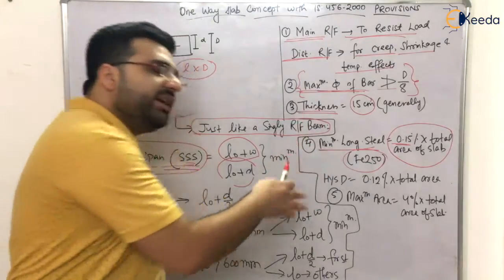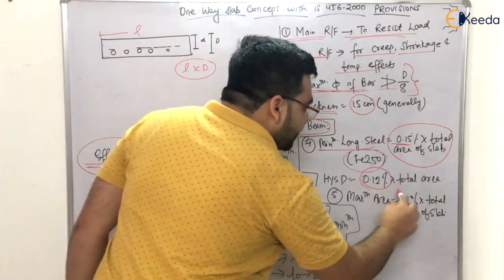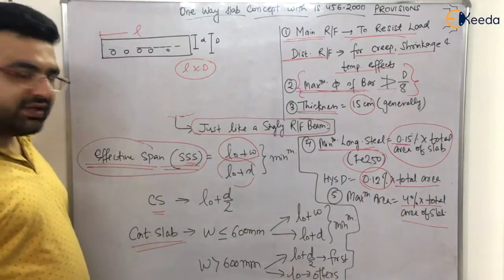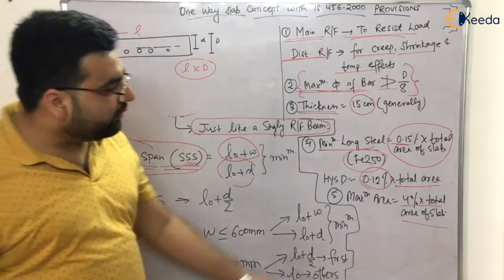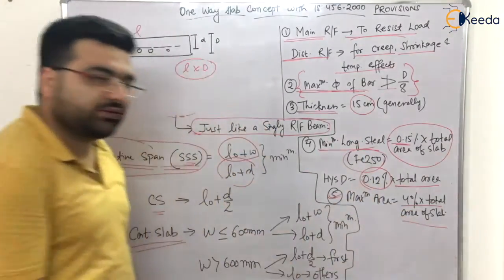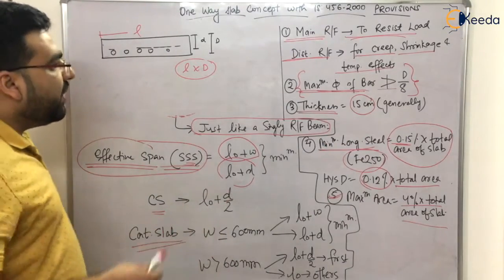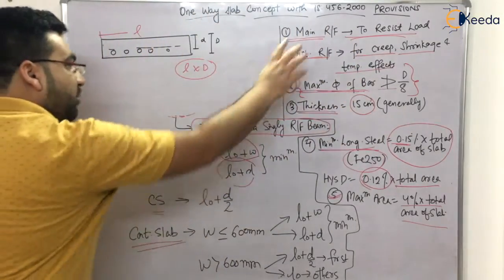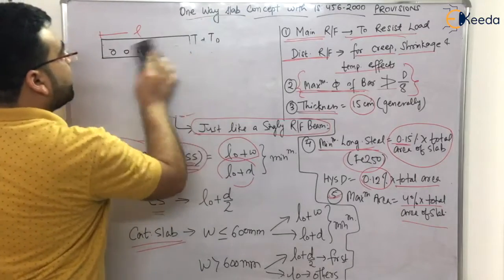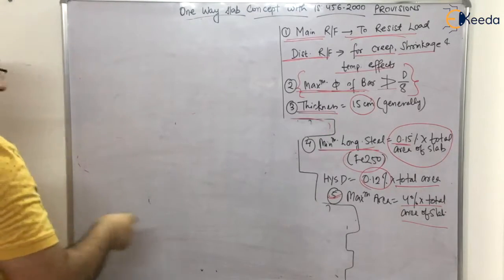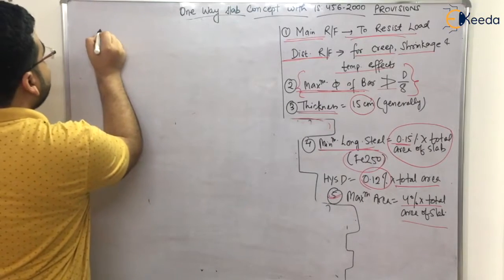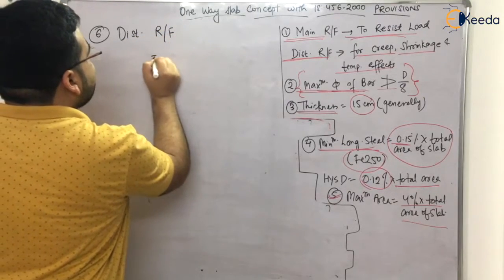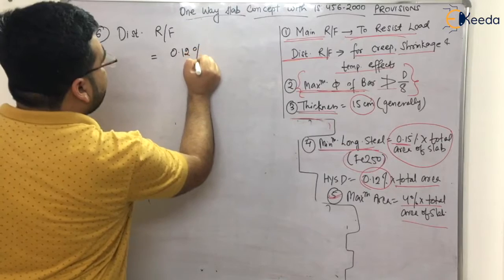This is important, asked many times in many examinations, right? 0.12% of the total area. And the maximum area is 4% of the total area of the slab, same as in the case of beams, right? So 4% of the total area. This question has also been asked many times. Clear? Now let us move forward and understand the distribution steel. Okay. Now number 6 is, if I talk about the distribution reinforcement, it is generally taken as 0.12% of the total area.